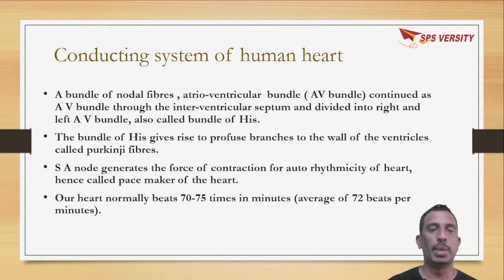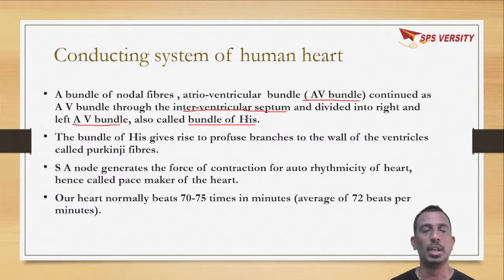A bundle of nodal fibers, called the atrioventricular bundle, continues through the interventricular septum and divides into right and left bundles. This is also called the bundle of His. The bundle of His gives rise to profuse branches to the wall of the ventricles. These branches are called Purkinje fibers.